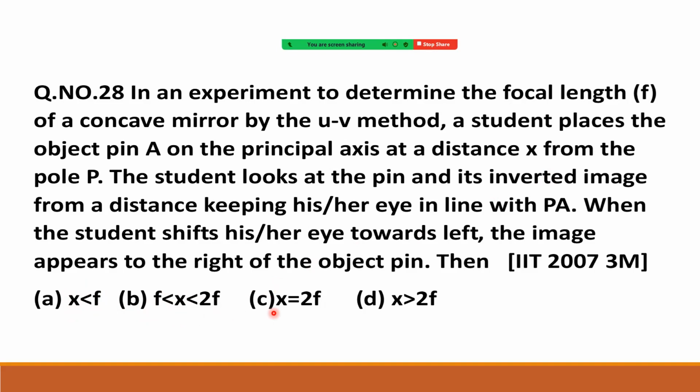Next, we have to focus on the remaining 3 options. I think we can verify option C directly, because x equal to f means the image and object will both be at the same location, right? So the remaining 2 options are B and D. Now these two we have to verify. Let us see.